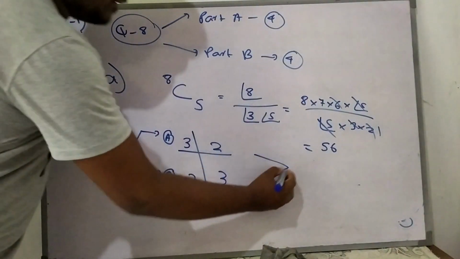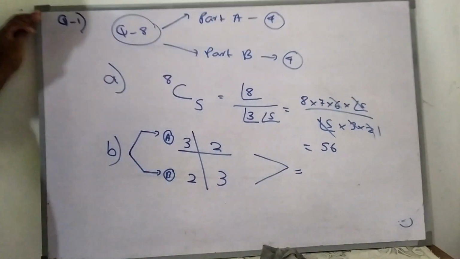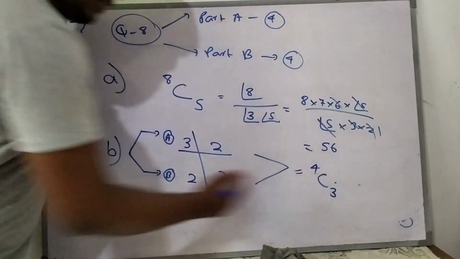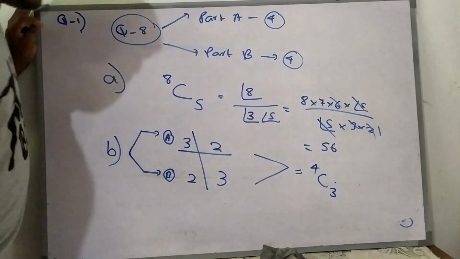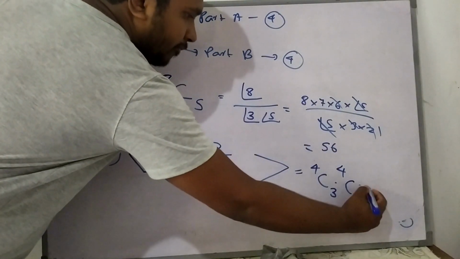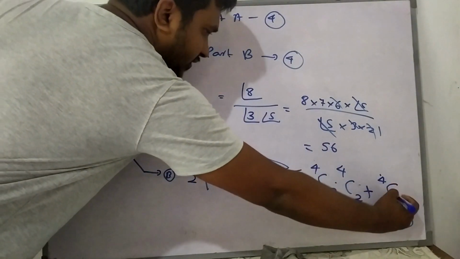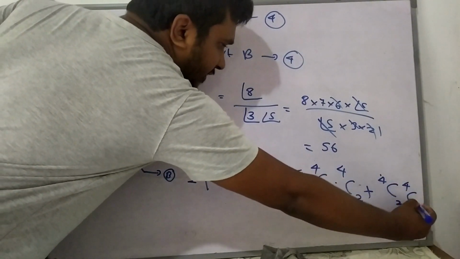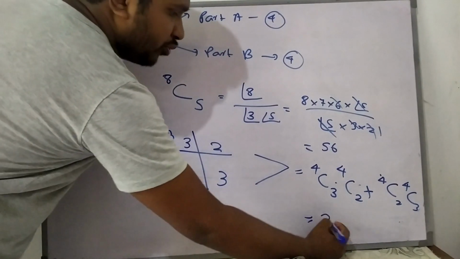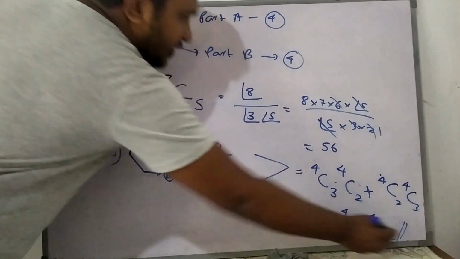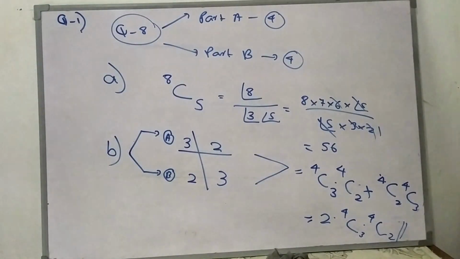Then the total selection is 4C3 times 4C2, or 4C2 times 4C3. So likewise the answer is 2 times 4C3 times 4C2. So this is the final answer of part B.